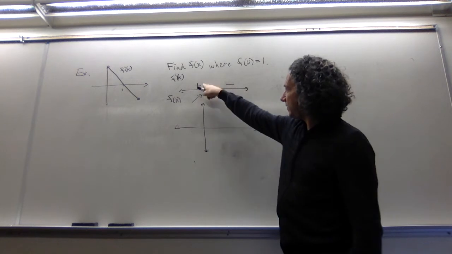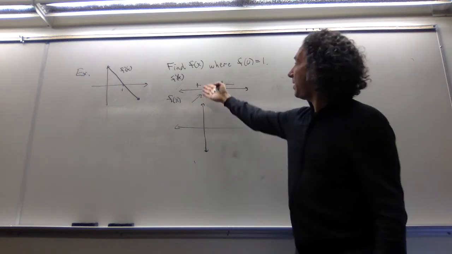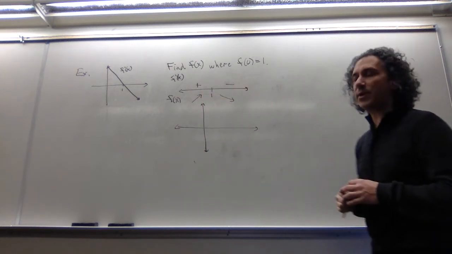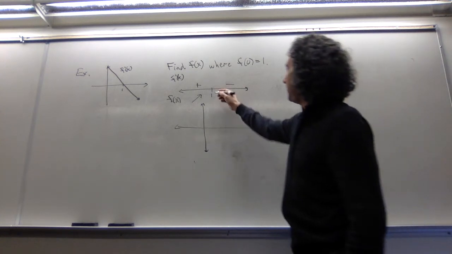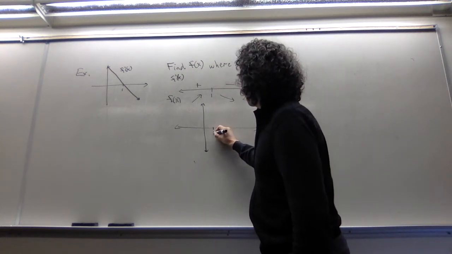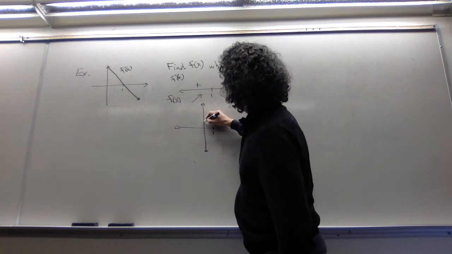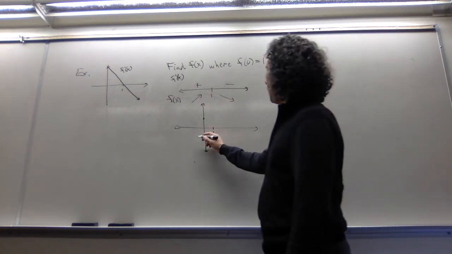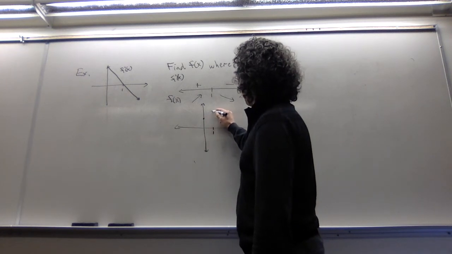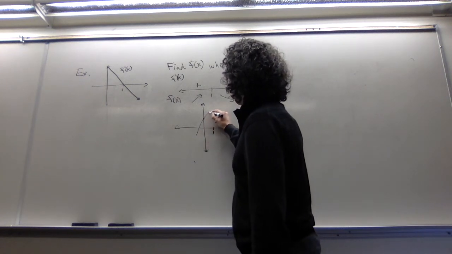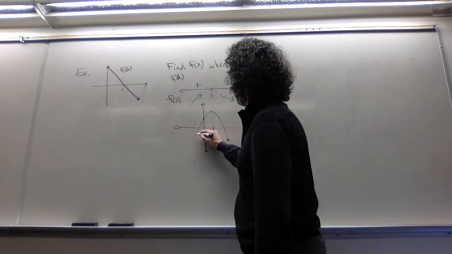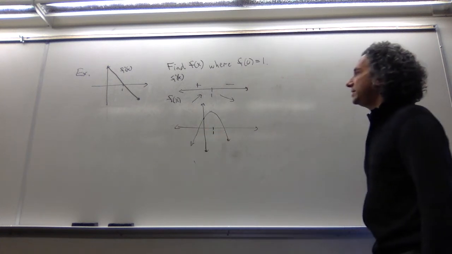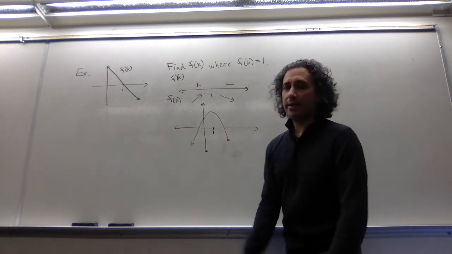So f of x is increasing because f prime is positive. F of x is decreasing because f prime is negative. And this goes into 1. F of 0 is equal to 1. So I'm going to go through that point. So I'm going to increase to there and then decrease. So increase, decrease. Boom. There it is. It's an upside down parabola.